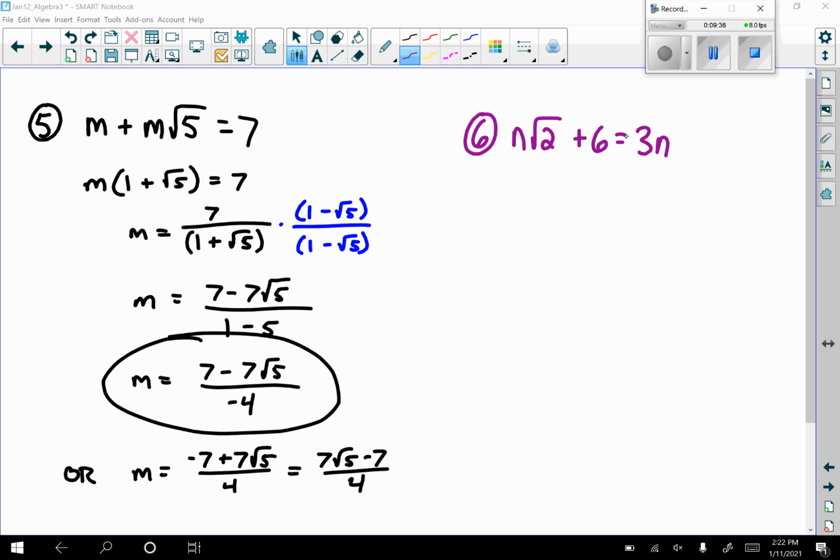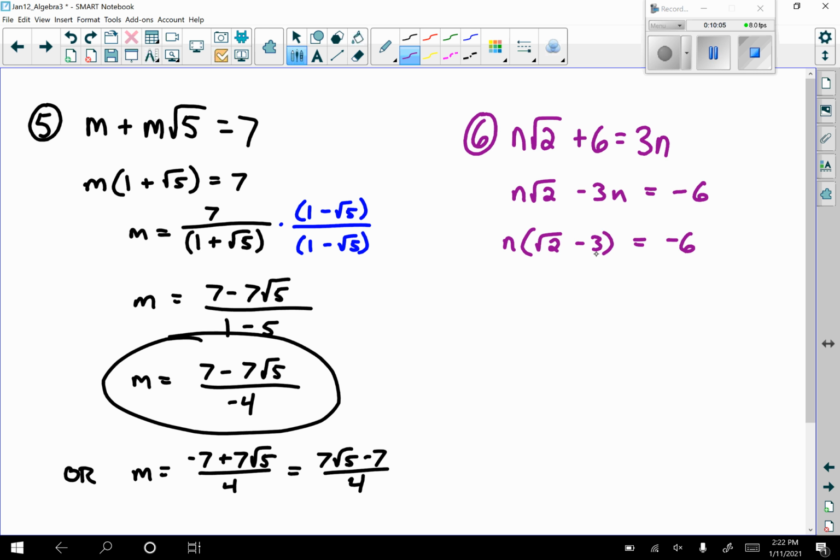Now, if you notice, we do have 2 n terms. I want to get them both to one side. So what I'm actually going to do is, let's switch this around. Let's do, just want to show you this way, n radical 2. I'll move the minus 3n over here, and then the 6 to the other side. It really doesn't matter which side you're going to move it to. But now we have 2 n terms over here. So I want to factor out an n. This is going to leave me with a radical 2 minus 3, and then that's going to equal negative 6.